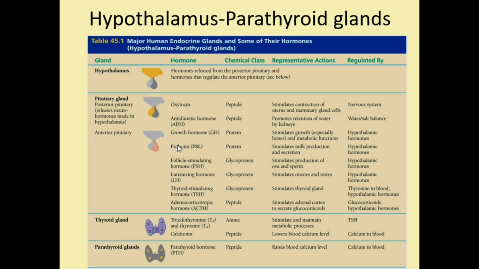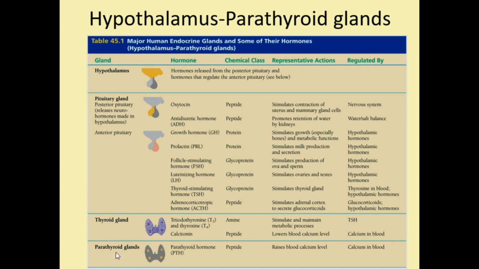We also have prolactin, follicle stimulating hormone. So you can see that these are, and luteinizing hormone as well, very important in different reproductive functions. Thyroid stimulating hormone, so important in the thyroid gland, which is very important in metabolism, but also calcium regulation. And then we've got the adrenocorticotropic hormone, which stimulates the adrenal cortex, so secreting the glucocorticoids.